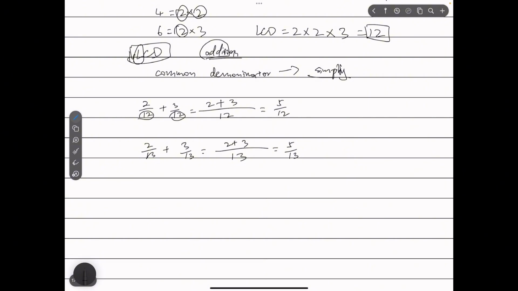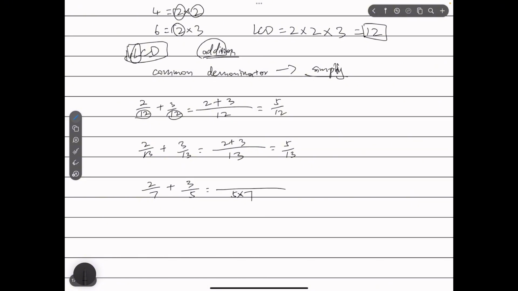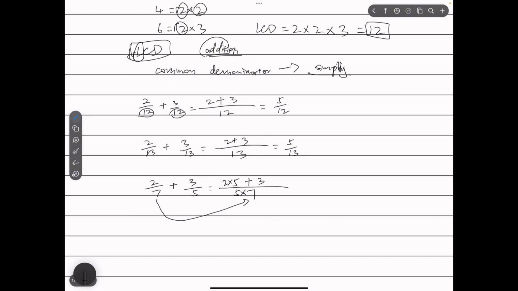Let's do another one with different denominators. Let's say 2 over 7 plus 3 over 5. Now they have different denominators, so the common denominator will be 5 times 7. For the first fraction, to change 7 to 5 times 7, we need to times 5, so we times 5 to the top. For the second, to change 5 to 5 times 7, we need to times 7, so we also need to do 3 times 7 on top.